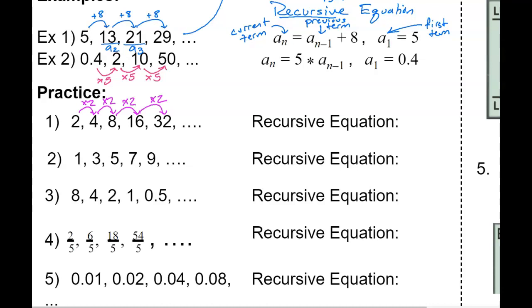What do we always start with? What goes in front? What do we write in front? A sub n equals. Then what was happening to our previous term to get our next term? You're multiplying it by 2. So you write 2 times a sub n minus 1. This means to get your current term, you multiply your previous term by 2. And then we always need to state what the first term was, which is what? 2. So a sub 1 equals 2.